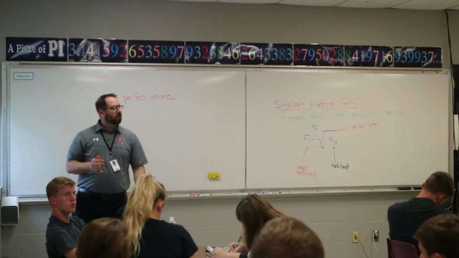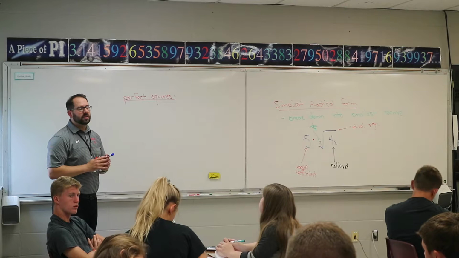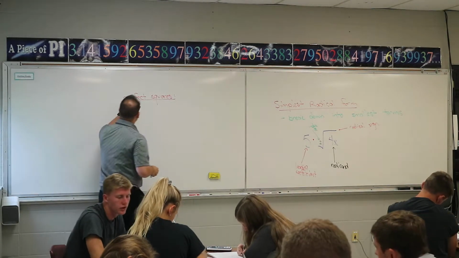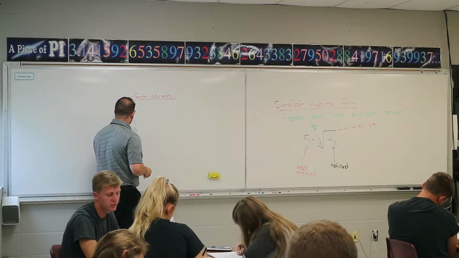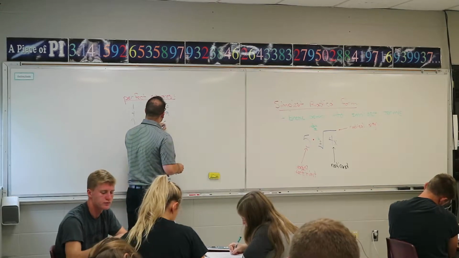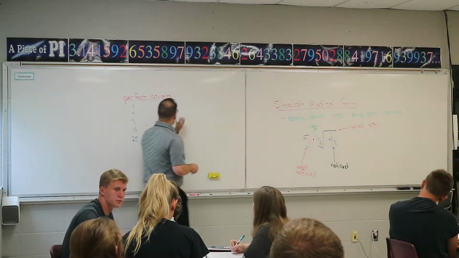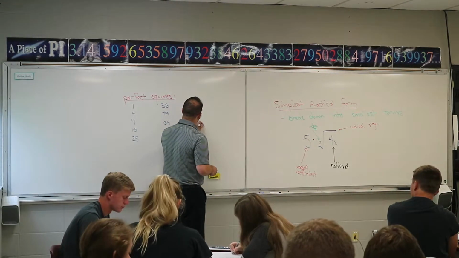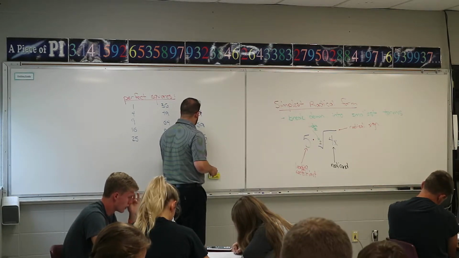Okay, all right, perfect squares. Here's a list I need you to have. These need to be in your notes somewhere. This will make it easier for you, but I'll show you a different way to do it if you don't like this list. So: 1, 4, 9, 16, 25, 36, 49, 64, 81, 100, 121, 144, 169, 196, and 225.